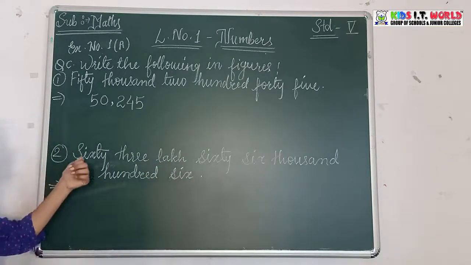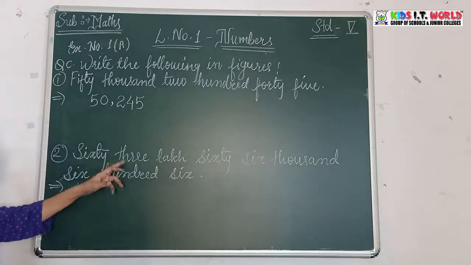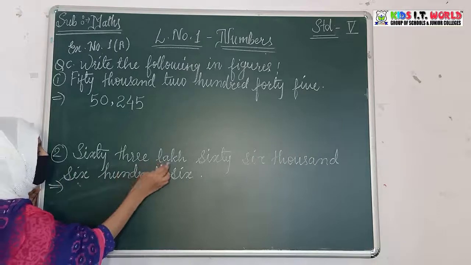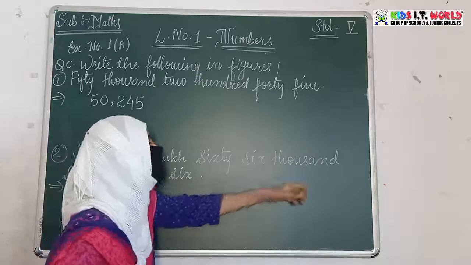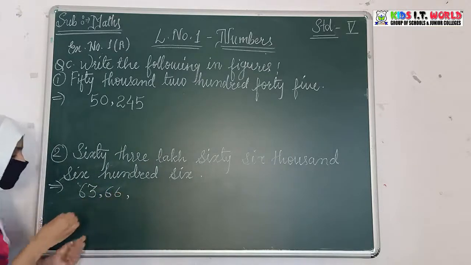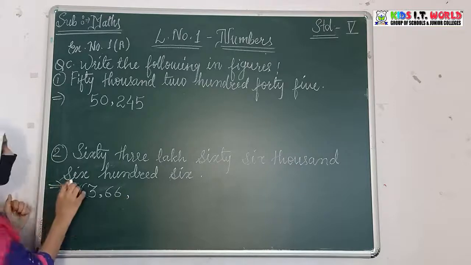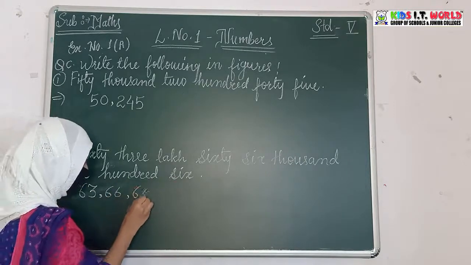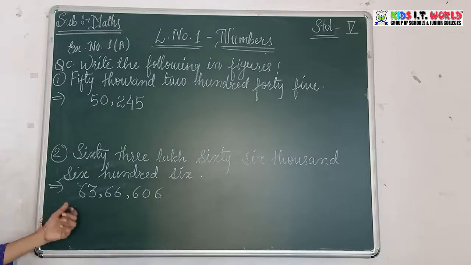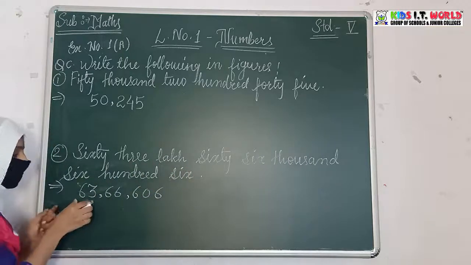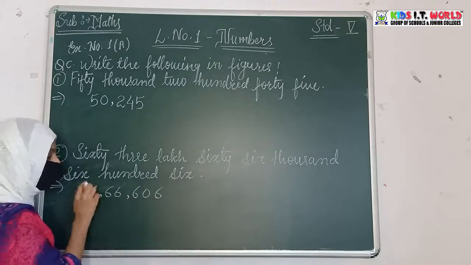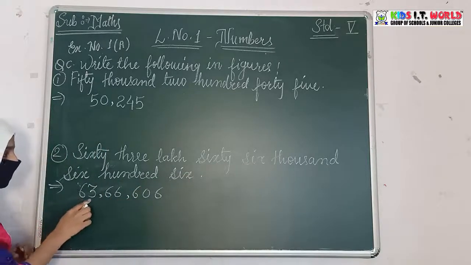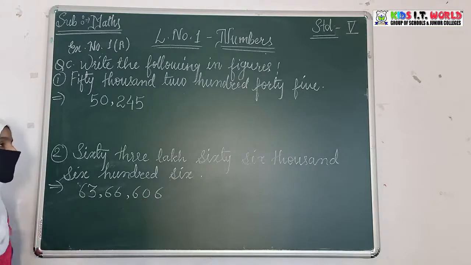So the second one, 63,66,606. Now the number is starting from 63 lakhs, means it is starting from the lakhs period. So it is 63 lakh. This is the separate period, put the comma. Then 66,000. This is also a separate period, put the comma. And then 606. So this is all about when you are converting the wording form into the figure. Read the question carefully. First of all, write the first period, then put the comma. Then write down the second period, then put the comma, and then the third one. So it is 63,66,606.